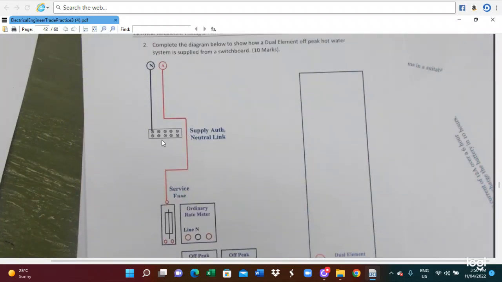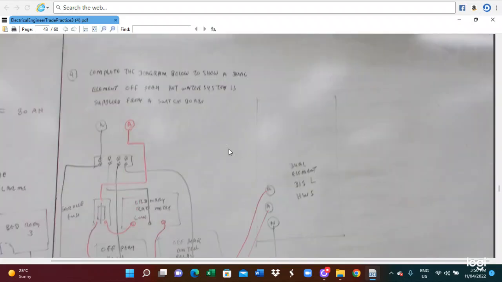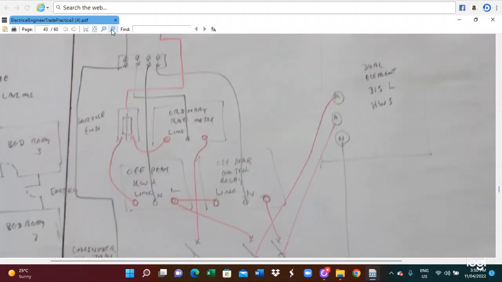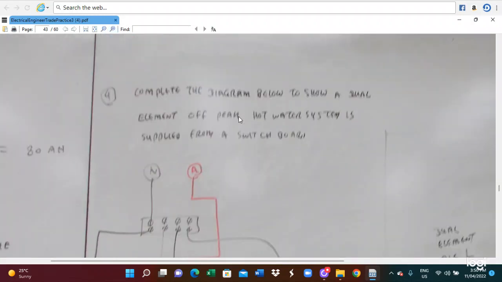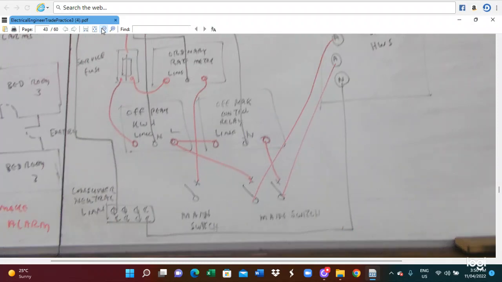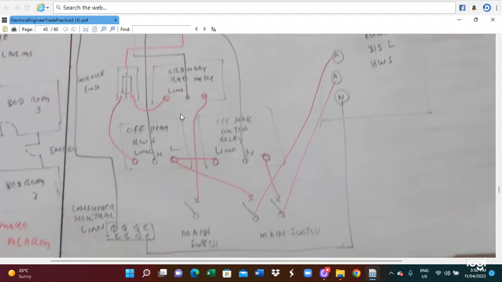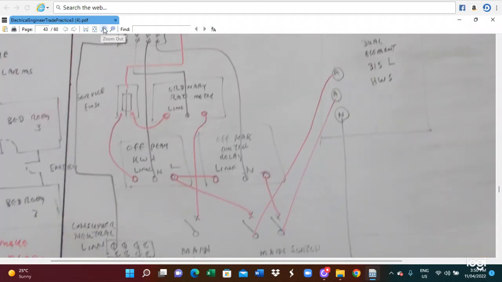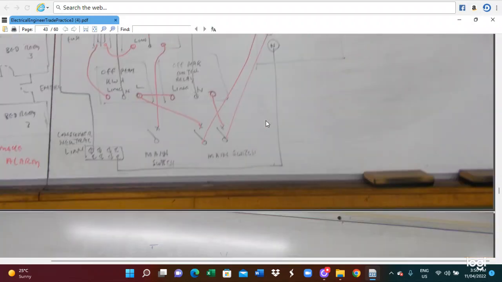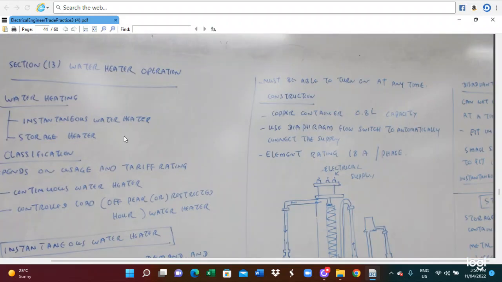So this is the connection of the supply usually. This connection is the connection of the circuit breaker for the dual element off-peak water heater system. This connection shows the dual element off-peak water heater system.